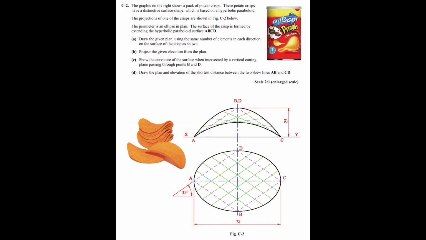Part C, show the curvature of the surface when intersected by a vertical cutting plane passing through points BD. And finally, draw the plan and elevation of the shortest distance between the two skew lines AB and CD. So this is a scale of 2:1, so everything's getting enlarged. Everything is going to be twice as big as the measurements say.